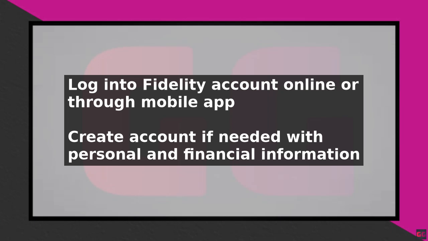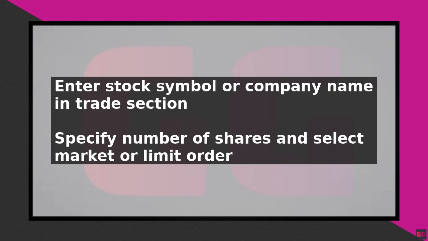Next, enter the number of shares you want to buy and select the order type, which can be a market order or a limit order. A market order will execute the trade at the current market price, while a limit order will execute the trade at a specified price. Choose the order type that best suits your investment goals and risk tolerance.